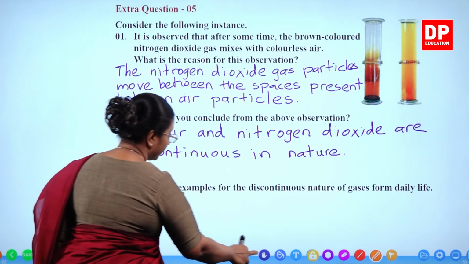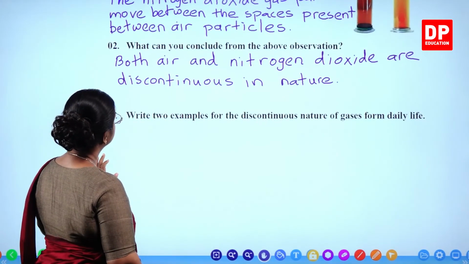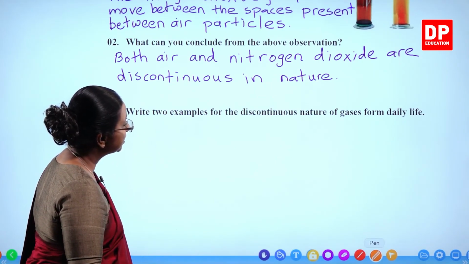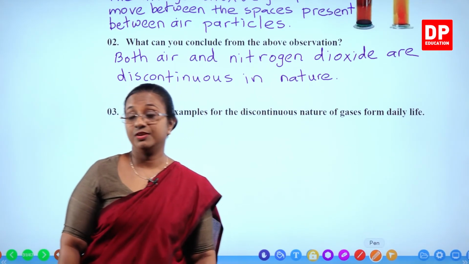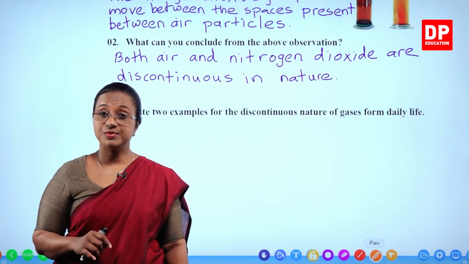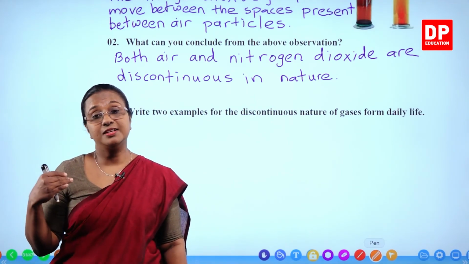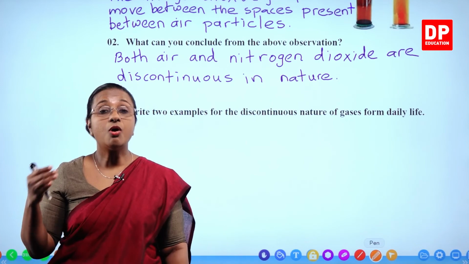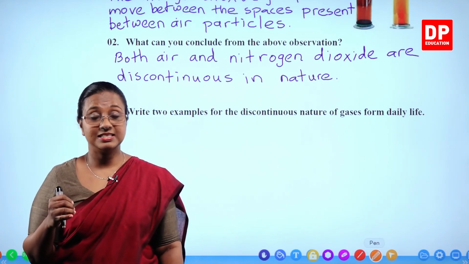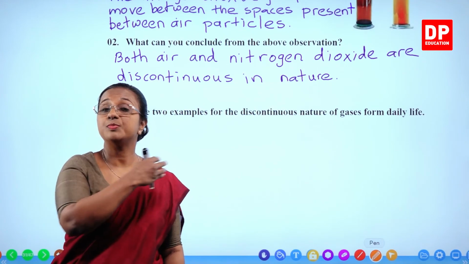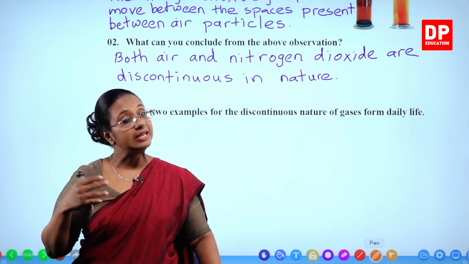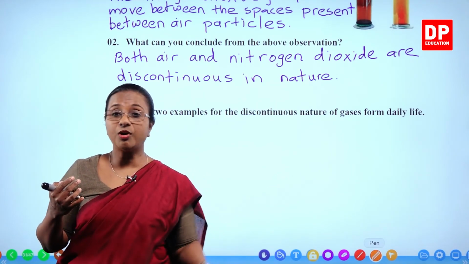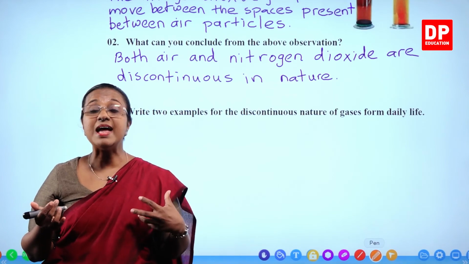Then the third part of the question. Write 2 examples for the discontinuous nature of gases from daily life. From daily life, what can you say? The fragrance. When you spray a perfume, when you spray an air freshener, or if you burn an incense stick, you get the smell spreading over a large area. It doesn't have to be a nice fragrance, even a bad odor. If there is something rotten somewhere, you get that bad smell.